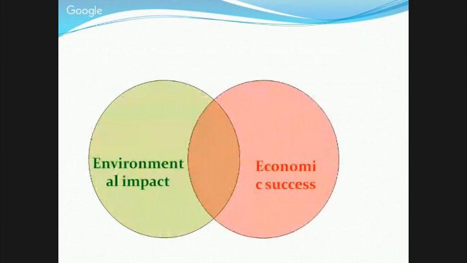So we have to make a balance between our impact and economic success also, because whenever we talk about development activities, they have to be viable from the environment point of view and viable from the economic point of view. There has to be a balance between economic activity and its impact on the environment. Unless we achieve that balance, we won't be able to have sustainable development.